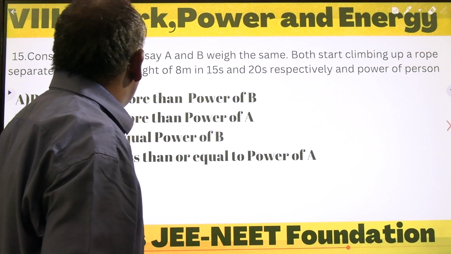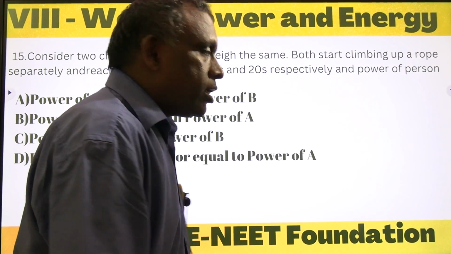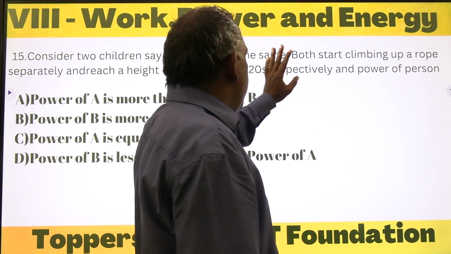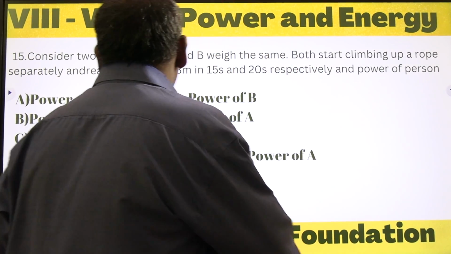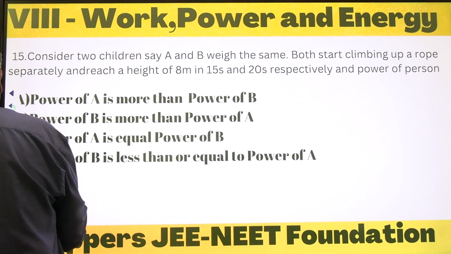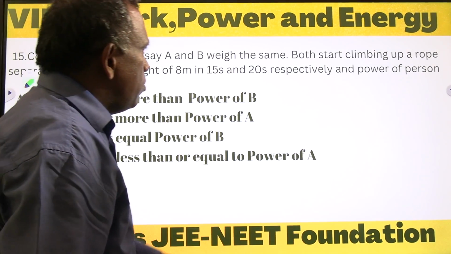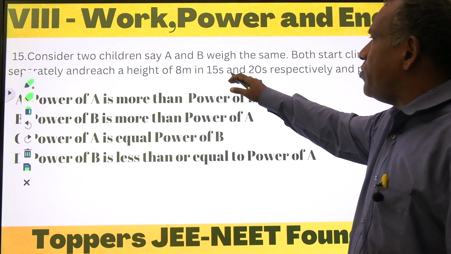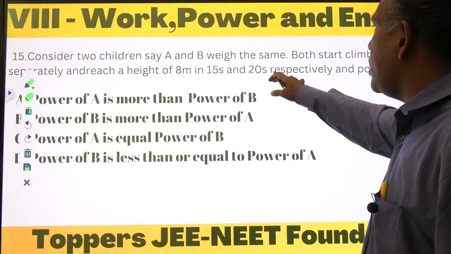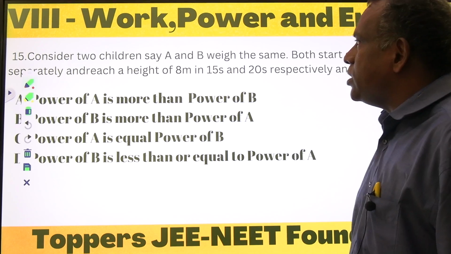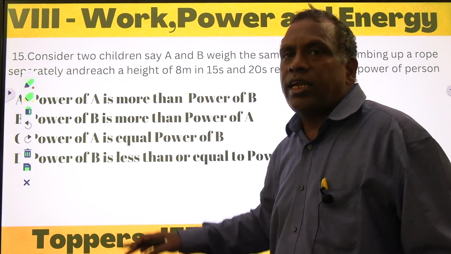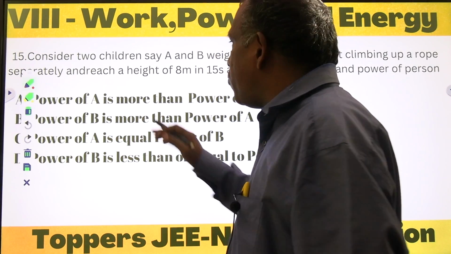So next, the 15th one. Consider the 2 children A and B, weighing the same. Both start climbing a rope separately and reach a height of 8 meters, one in 15 seconds and the other boy in 20 seconds respectively. Whether the power of A is greater or the power of B is greater, we have to find out.